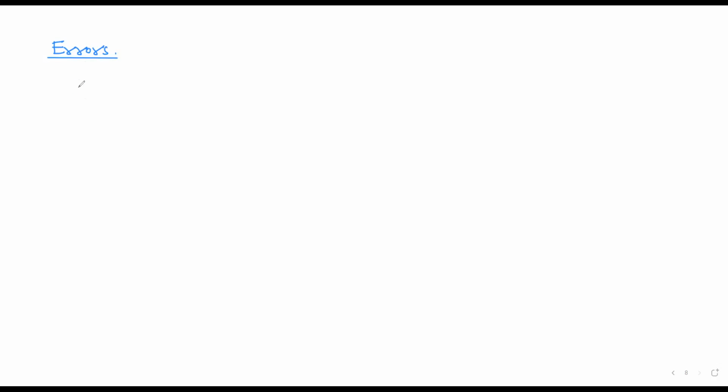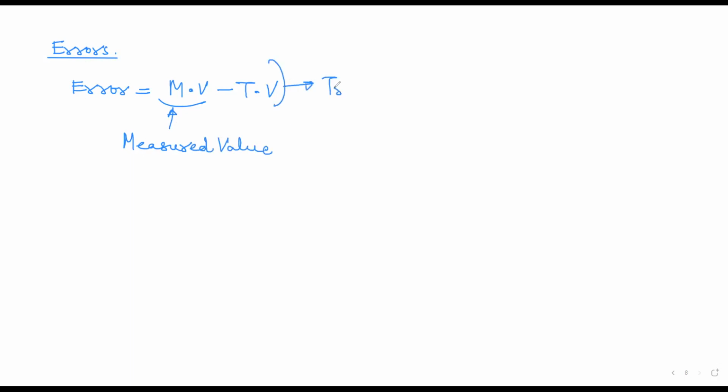So error in this type of cases is given as measured value minus true value. This is measured value and this is true value. Remember it like this: MTV, Music Television. When we were small children, that was when it first came out. So this is how error is given.